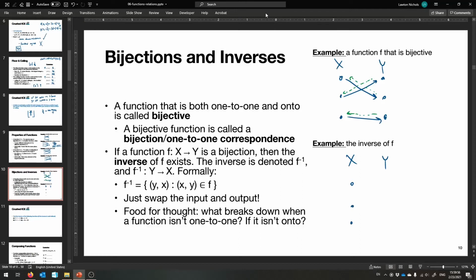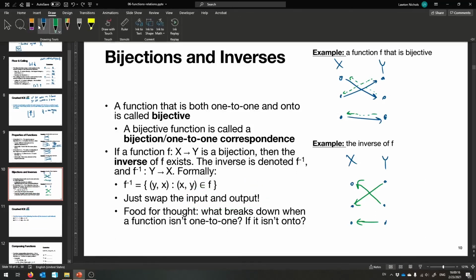The arrows are just going in the opposite direction. That would probably be the easiest way for me to draw this. So instead of that way, we're going this way now. Where did you come from? Bam and bam. Okay, so that's the inverse. It exists. And as usual, we just swap the input and output, swap x and y.